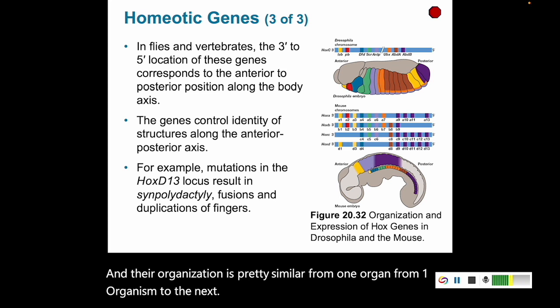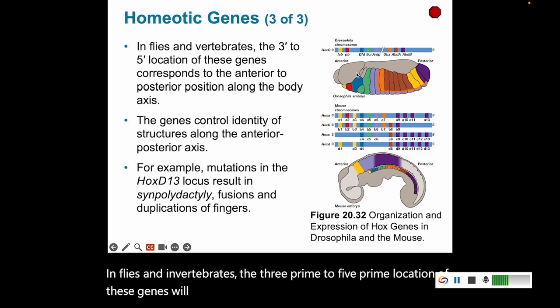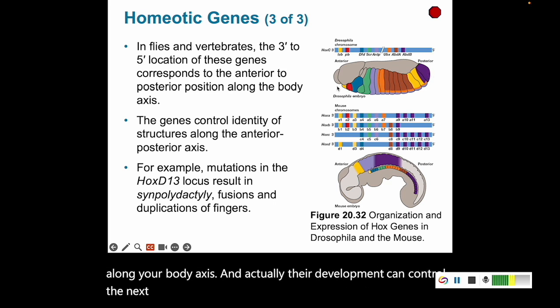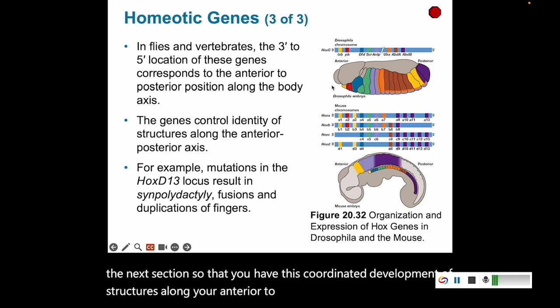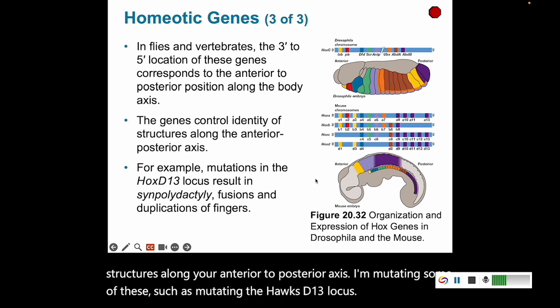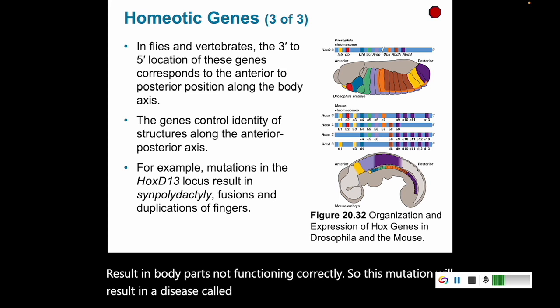In flies and invertebrates, the 3' to 5' location of these genes will correspond to the anterior, which means your head end, and the posterior, which is your tail end, to those positions along your body axis. And actually, their development can control the next section so that you have this coordinated development of structures along your anterior to posterior axis. And mutating some of these, such as mutating the HOXD13 locus, can result in body parts not functioning correctly. So this mutation will result in a disease called synpolydactyly, which means that fingers will be fused together and duplicated.